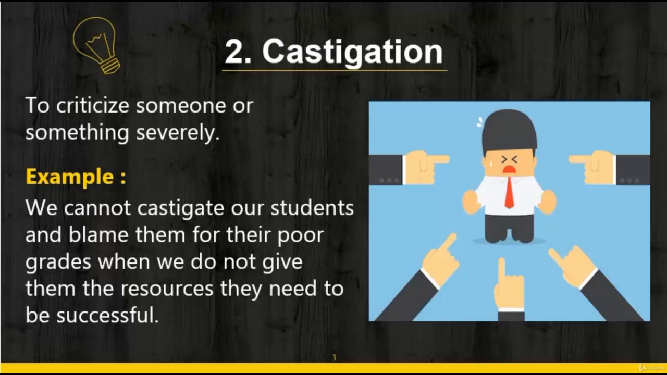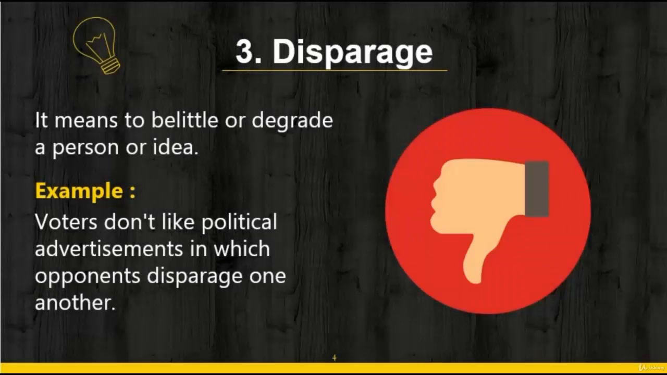Castigation is to criticize someone or something severely. So I may not like a person, so I castigate him. I criticize him because of many reasons. For example, we cannot castigate our students and blame them for their poor grades when we do not give them the resources that they need to be successful.